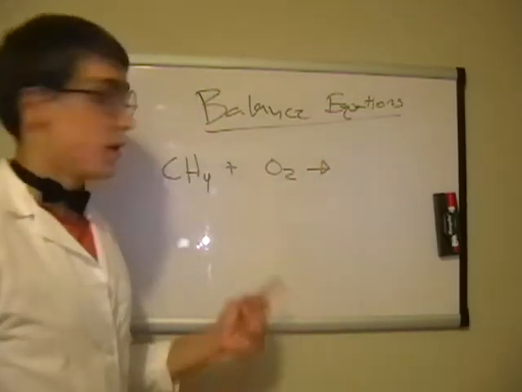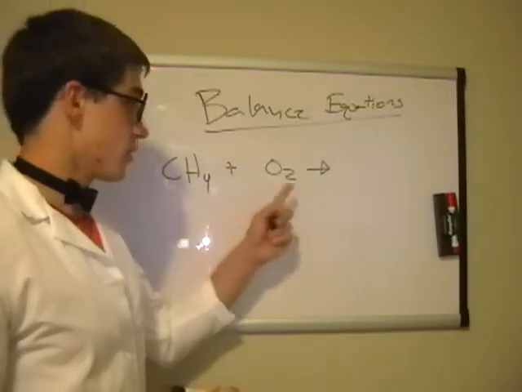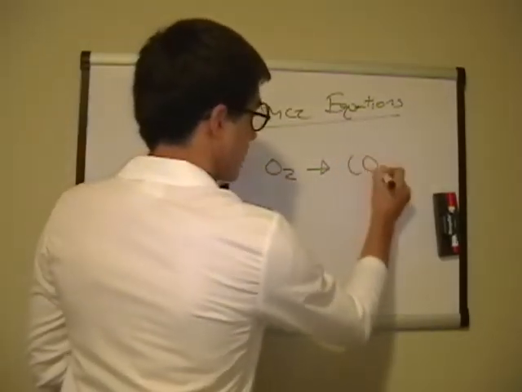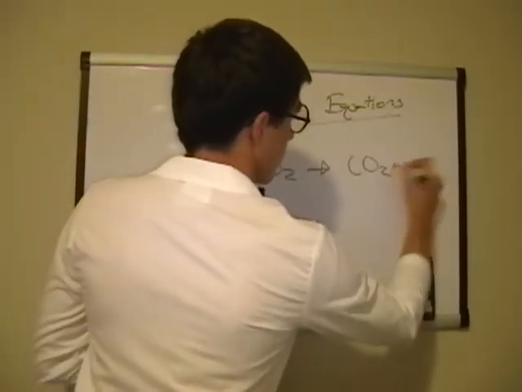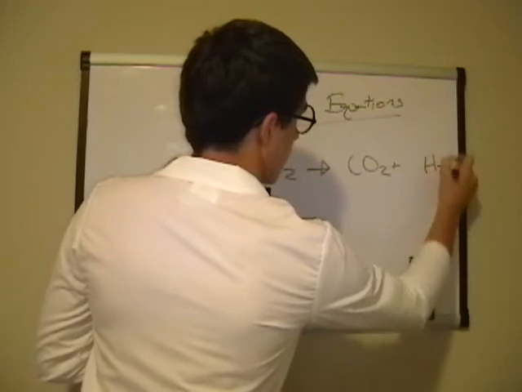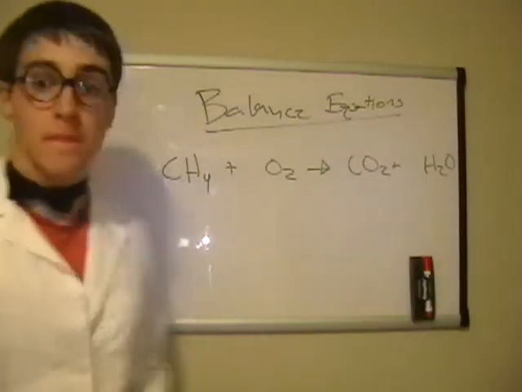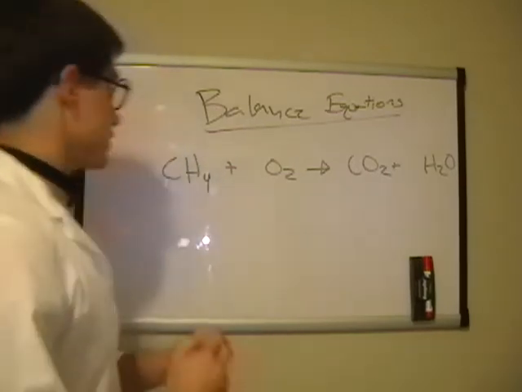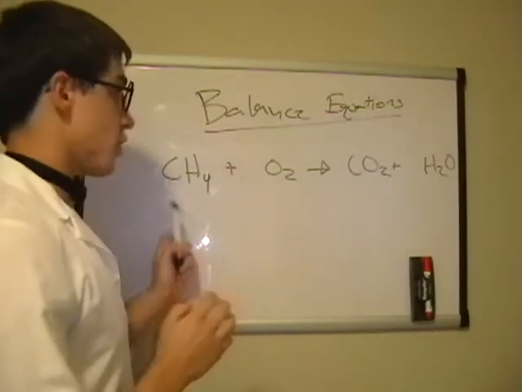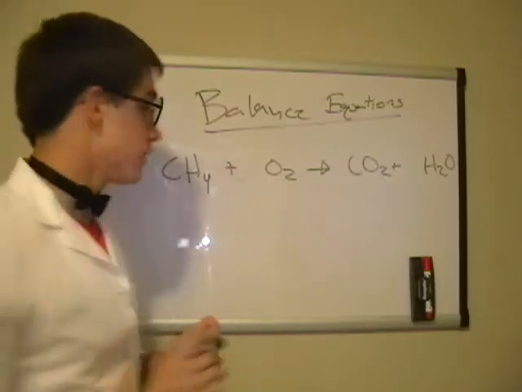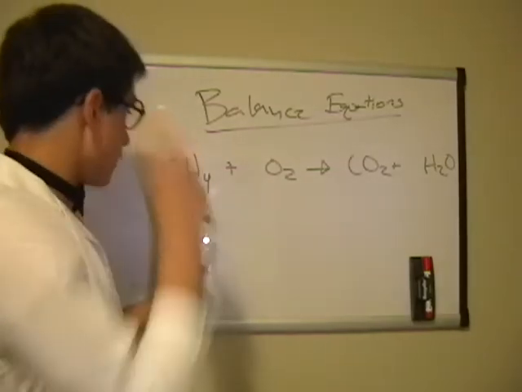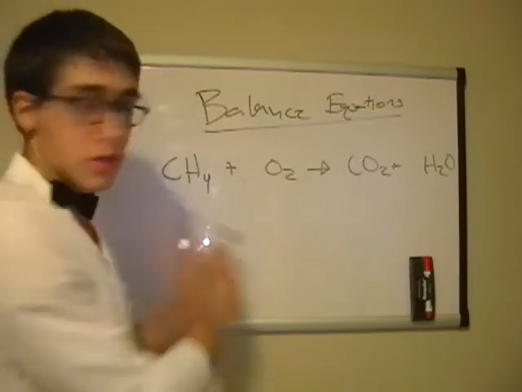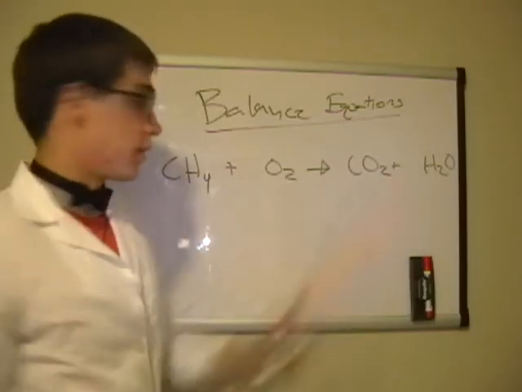Now, with all combustion reactions, you have the hydrocarbon and oxygen making carbon dioxide and water. So to start balancing equations, what you want to look for is something that's only in one place on both sides. Now, in this equation, that only seems to be carbon. So the carbon, you have one carbon on this side of the equation and one carbon on this side of the equation.